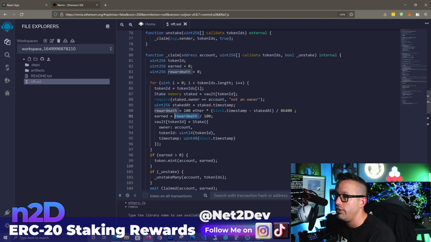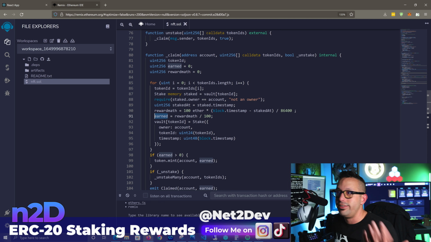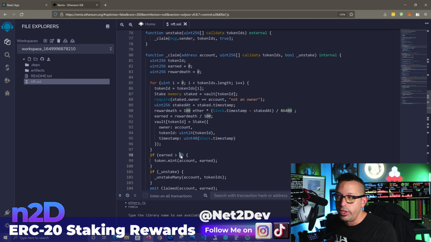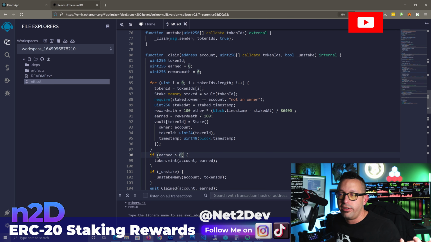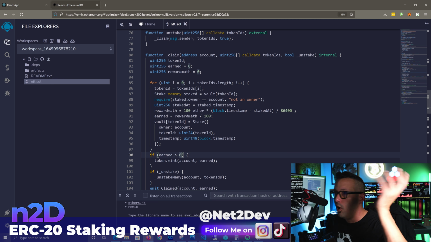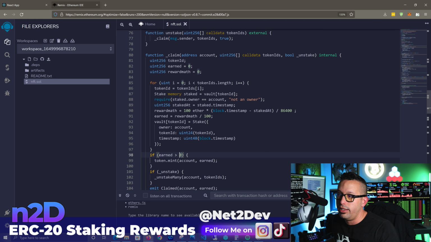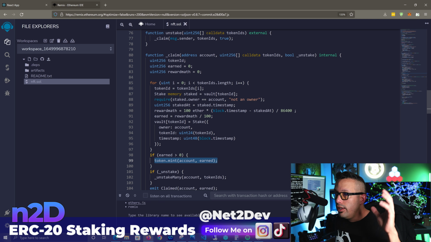So then I can divide by 100. It will give me earned. And earned is the amount that will be minted. And there is a condition here that it has to be more than 0, but not necessarily needs to be 1 token. It's literally anything. So literally the moment it starts generating 0.001, it will work. So you can issue the token mint. Okay, so there you have it.